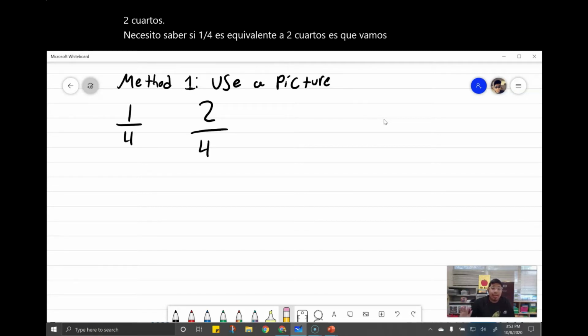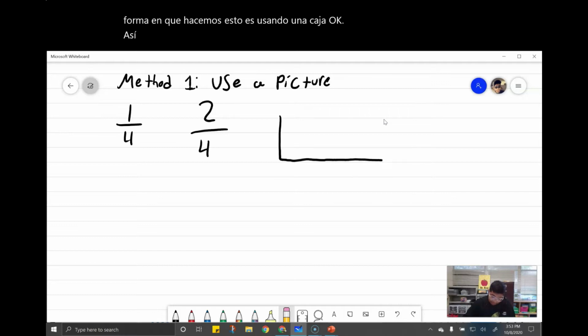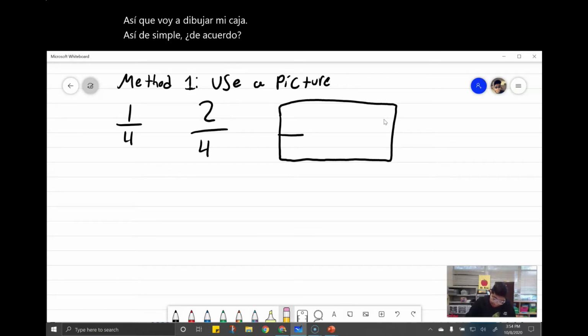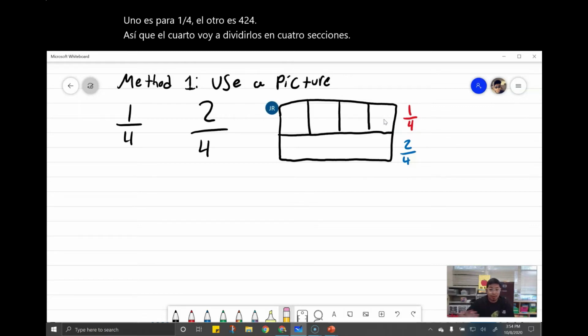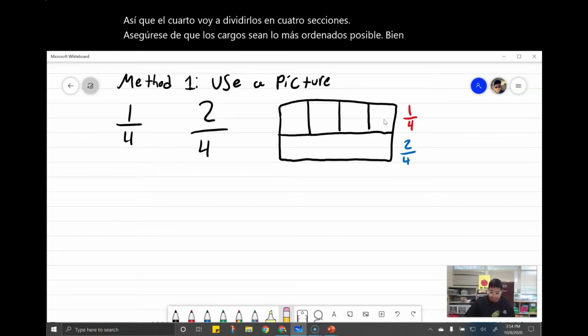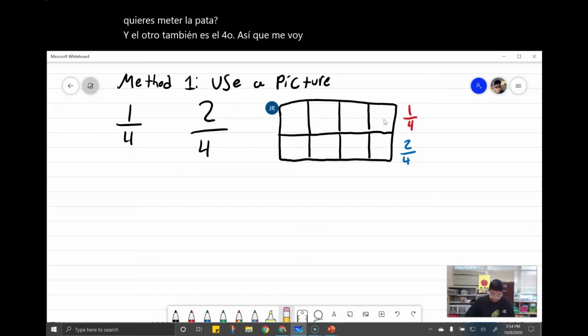The way we do this is by using a box, okay? So I'm gonna draw my box just like this, and then I'm gonna split it in the middle. One is for 1/4, the other one is for 2/4. So the 1/4, I'm gonna split into 4 sections. Make sure to try to do this as neatly as possible, because you don't want to mess this up. And the other one is 4ths as well, so I'm gonna split it up into 4ths.